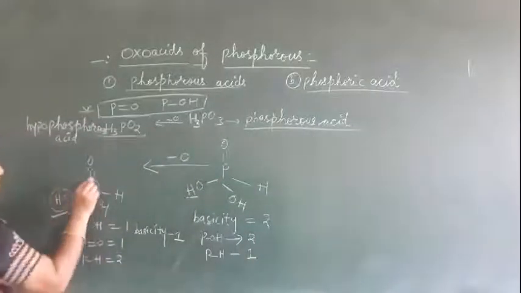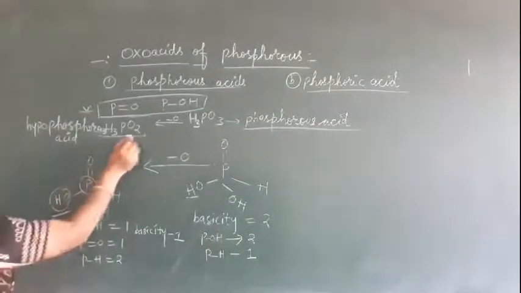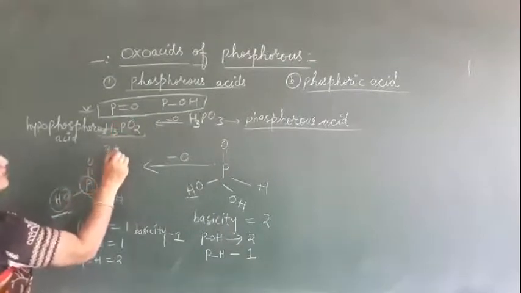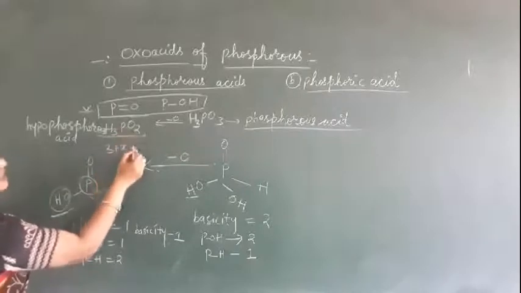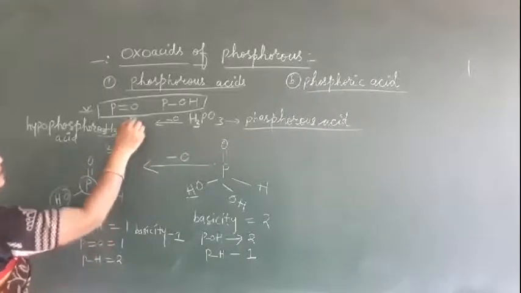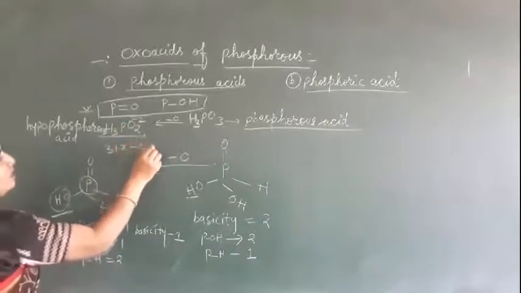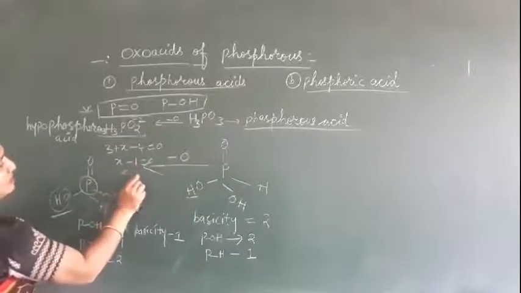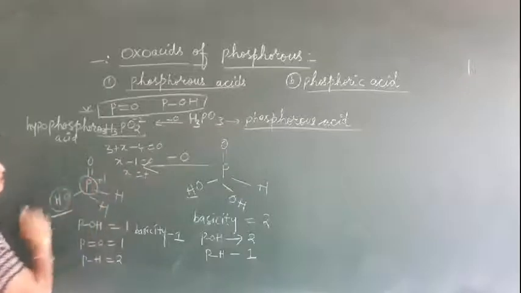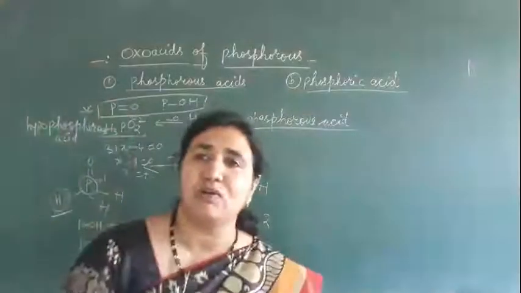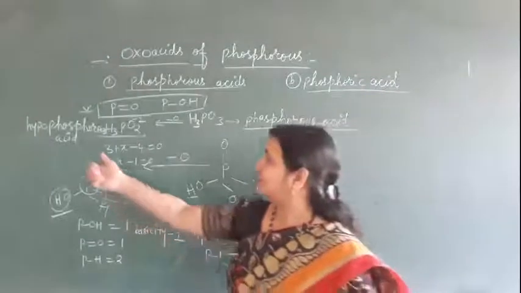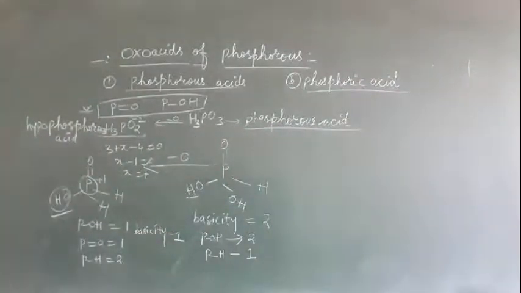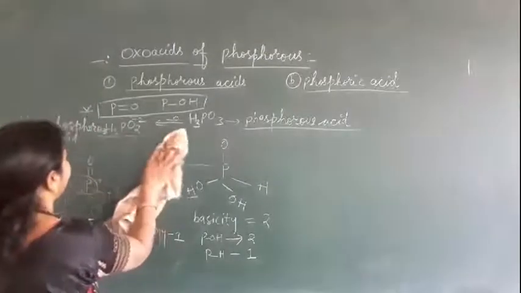What is the oxidation state? So we can calculate the oxidation state here. This is H3, so X plus 3, plus 2 oxygens, so it is minus 4, is equal to 0. So X minus 1 is equal to 0. So X will be plus 1. So what is the oxidation state? Plus 1. You can calculate the oxidation state like this way. So the oxidation state here is plus 1.